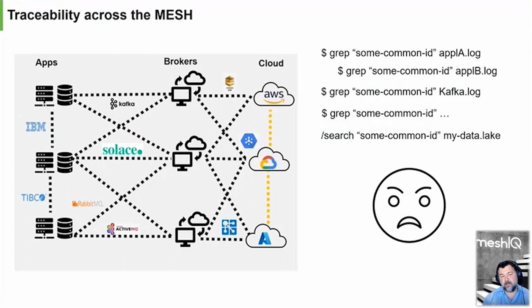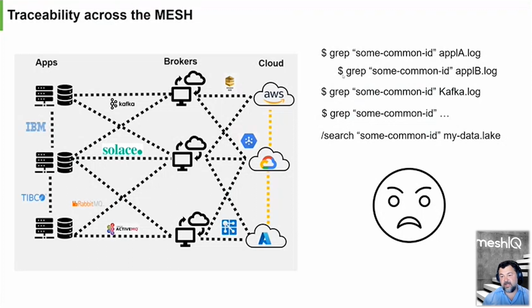Let's take a case where millions of messages are being exchanged between different applications via this integration mesh. And let's say you have a problem where a message didn't arrive at the destination. What do you do in that case? Well, typically in a traditional approach, you've got all of these traces that you've collected from different endpoints, whether it's Kafka, Solace, or AWS.